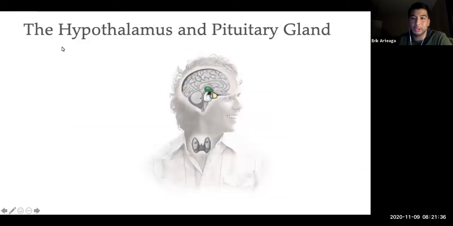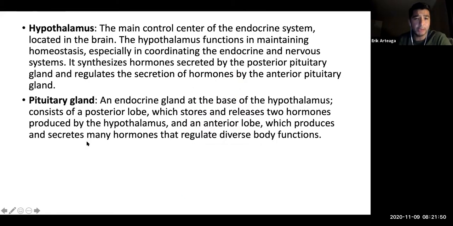So the hypothalamus and the pituitary gland. Okay, and these glands are going to be housed just beneath the brain right here. So you'll see it just behind the eyes. Okay. So the hypothalamus, the main control center of the endocrine system, located in the brain. The hypothalamus functions in maintaining homeostasis, especially in coordinating the endocrine and nervous systems. It synthesizes hormones secreted by the posterior pituitary gland and regulates the secretion of hormones by the anterior pituitary gland.